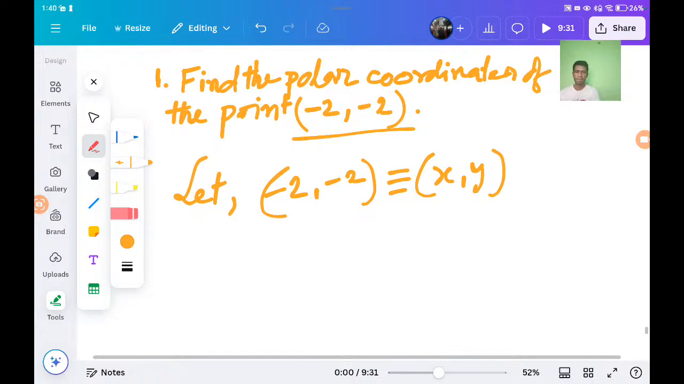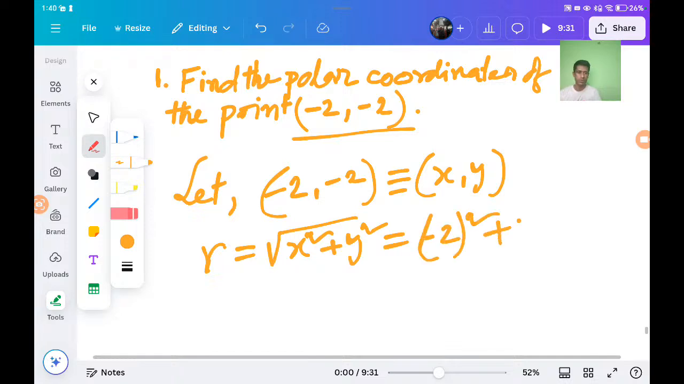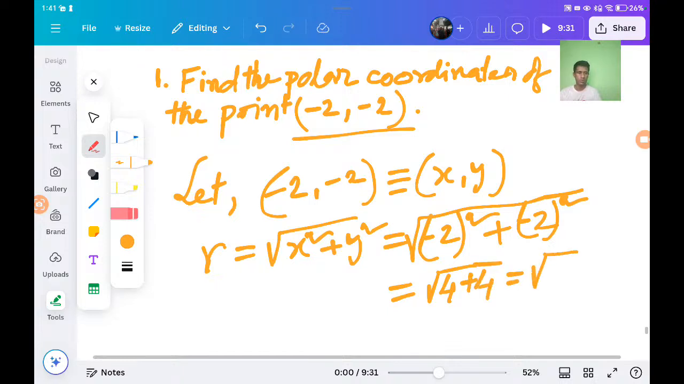So for the Cartesian coordinate, r equals root over x square plus y square. So root over -2 whole square plus -2 whole square, then root over 4 plus 4 equals root 8 equals 2 root 2.